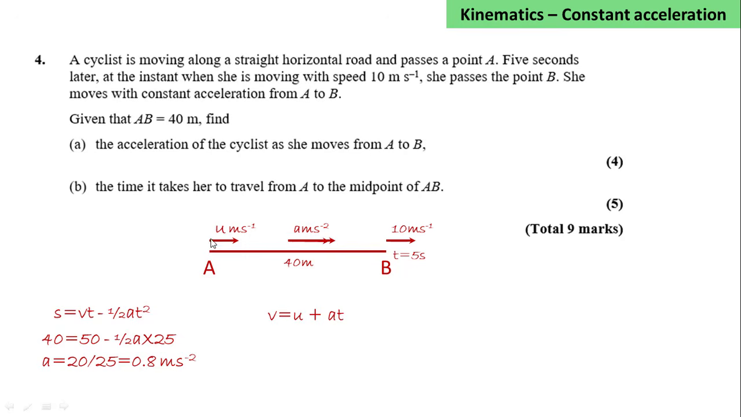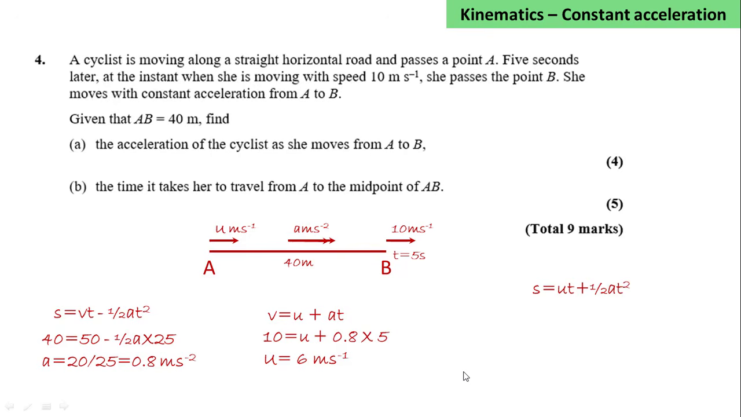We can work out U, the velocity at A. We know V is 10, we don't know U, 0.8 times 5. From this we can calculate that the initial velocity was 6 metres per second. The second part of the question asks us the time that it takes her to travel from A to the midpoint of AB, that is a distance of 20 metres.